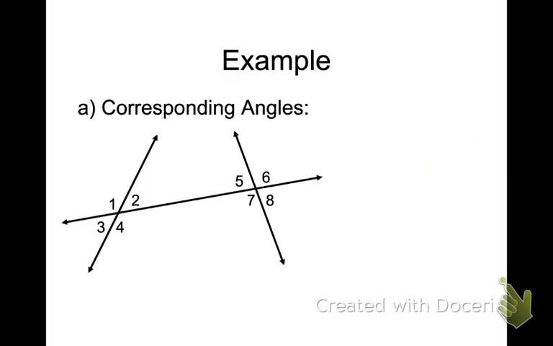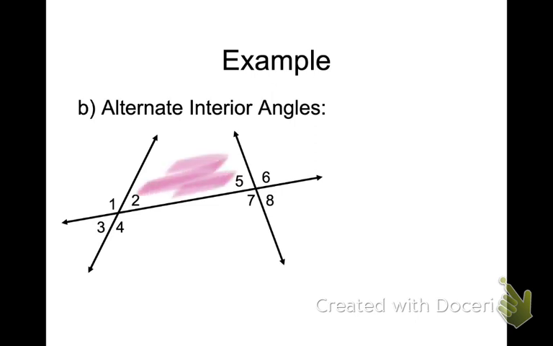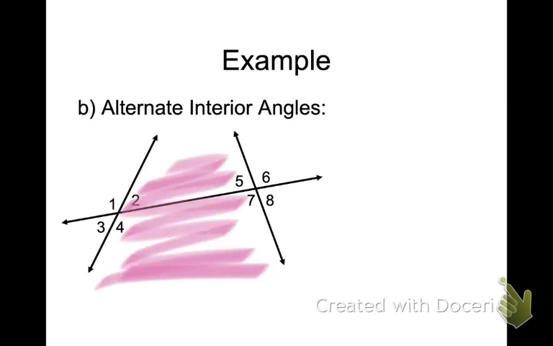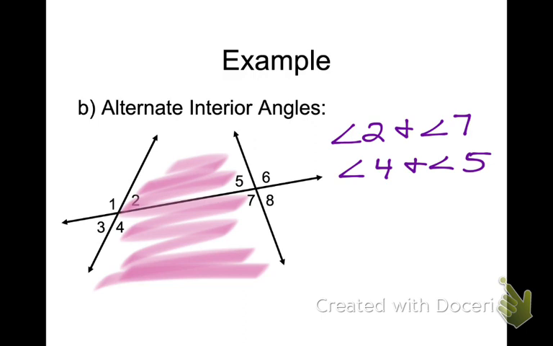Okay. All right. How about alternate interior? We only have 4 interior angles. If I had to pair them up, angle 2 and 7, which would be on different sides. And then 4 with 5. Because I only have 4 angles in the interior, if I pair them up, I only get 2. They have to be on opposite sides.